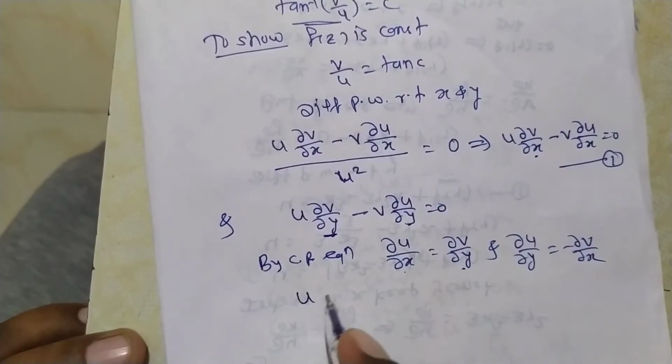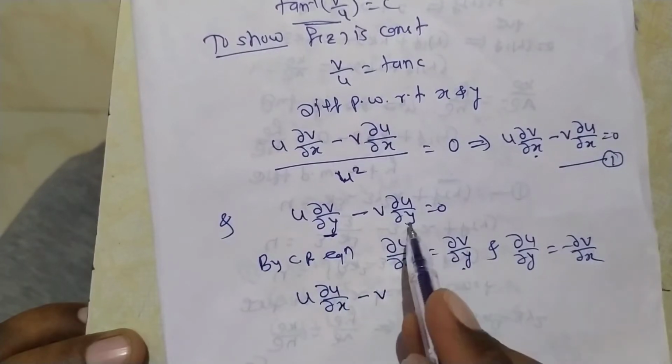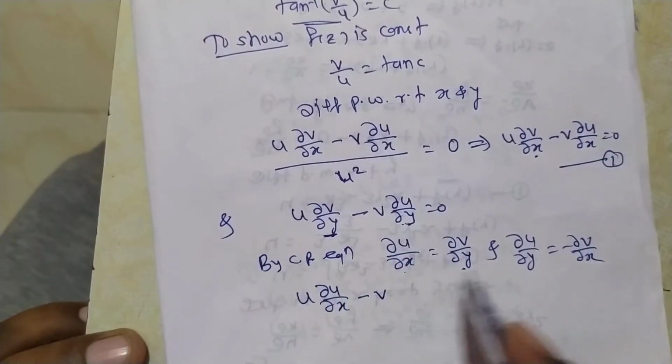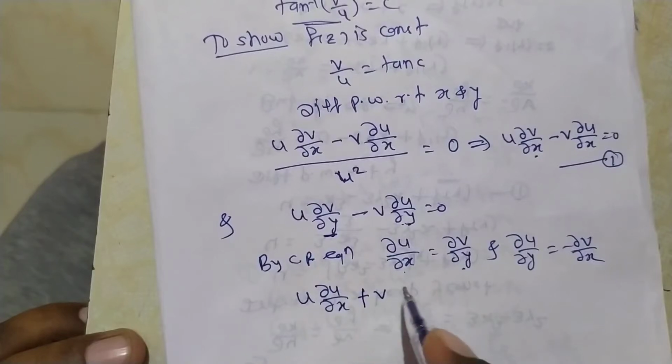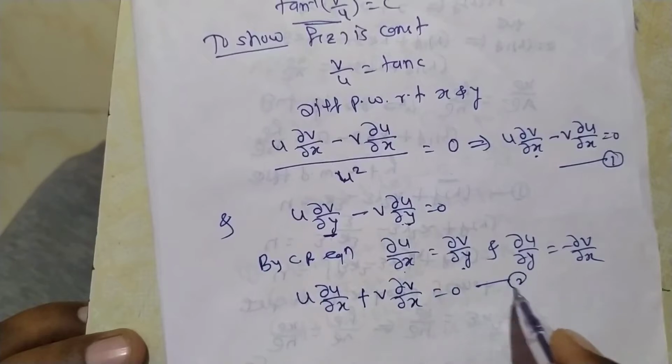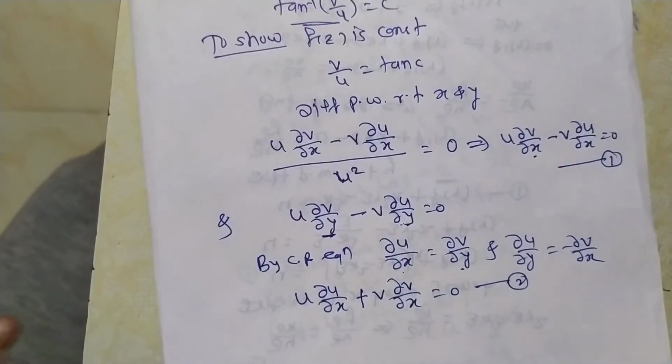So put here, therefore, u into dabba u by dabba x minus v into the value of dabba u by dabba y, which is minus dabba v by dabba x. So minus minus plus: dabba v by dabba x equal to 0. This is equation 2. And we have to solve 1 and 2.